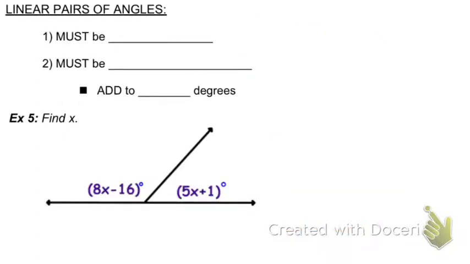Continuing on. Linear pairs of angles. What word do we see inside of linear? Line. Okay? Pairs, how many things? Two. Two angles that make a line. So they must be adjacent, which we learned about just a bit ago, and they must be supplementary. What does supplementary mean? Great question. As you can see in this little sub-bullet, it means they add to 180 degrees.